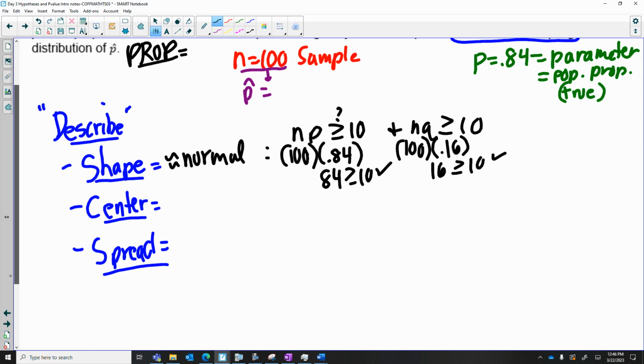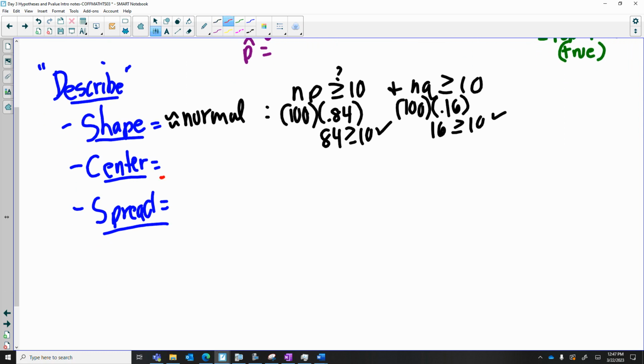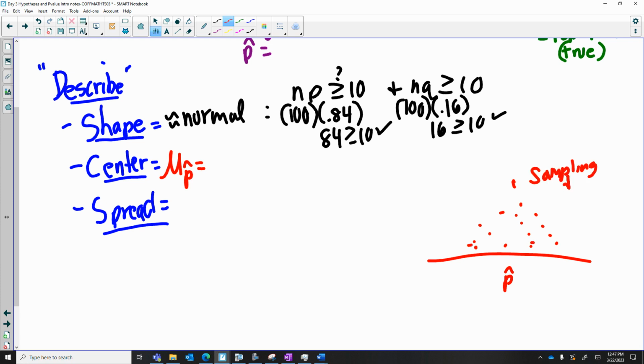Now we're going to go on to center and spread. The center is going to be the mean of all the p hats. So remember, you take a sample of 100, find the p hat of the number of people who are wearing a backpack, and plot it. Take another sample, plot it. Find all the p hats and plot all the p hats, and that's called the sampling distribution of the sample proportion p hat. So it's not all the individuals in the population, it's all the values of p hat. So where should all the p hats be centered?